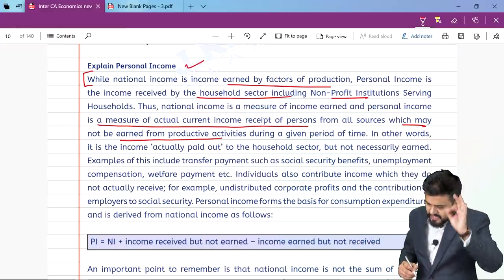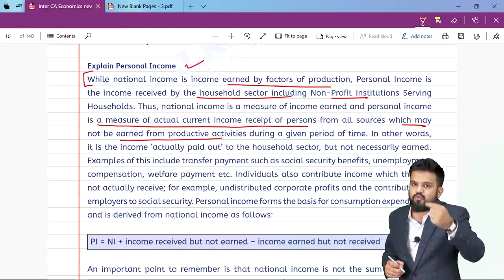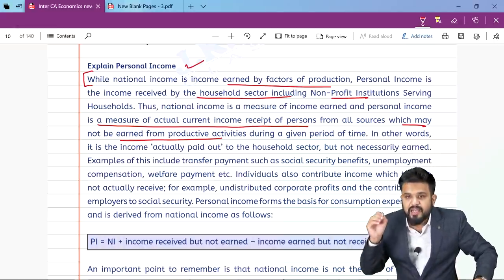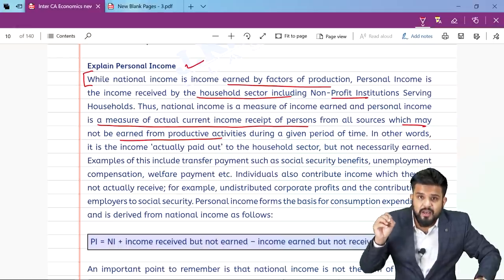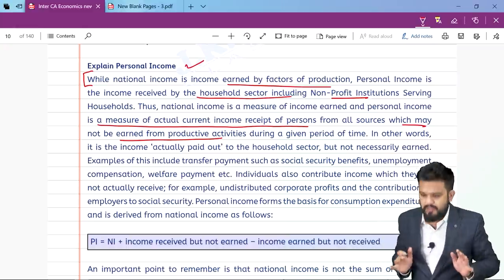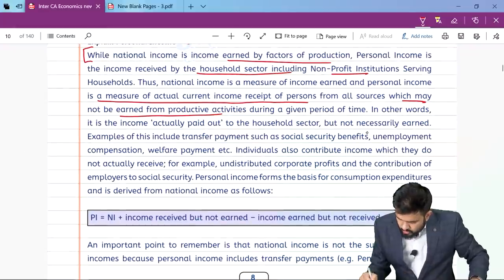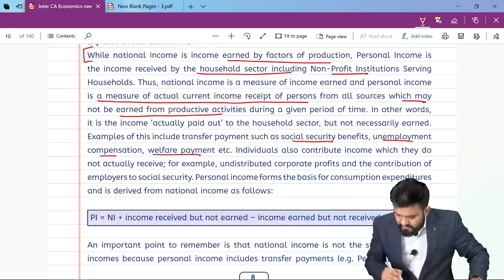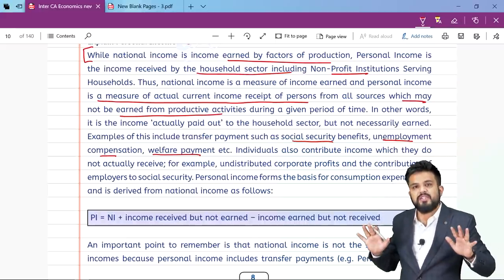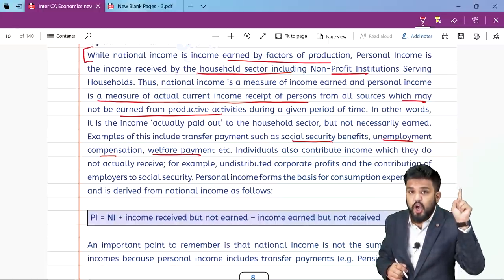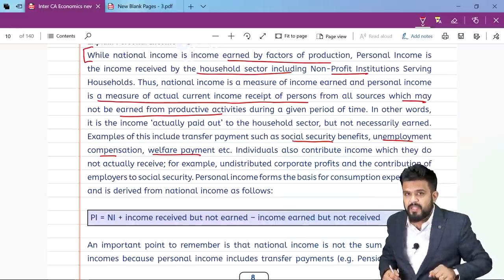So it may not be earned from productive sources. In other words, it is income actually paid out to households, but not necessarily earned. So even though it is unearned, please add. It is a combination of both earned as well as unearned. Social security benefits, unemployment compensation, welfare payments, all transfer payments are added, please. But transfer payments will be ignored when we calculate national income. Please make a note.